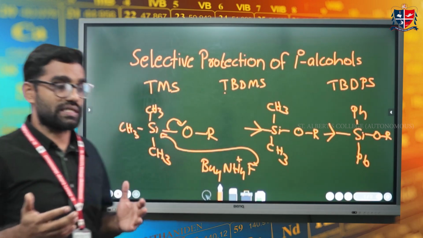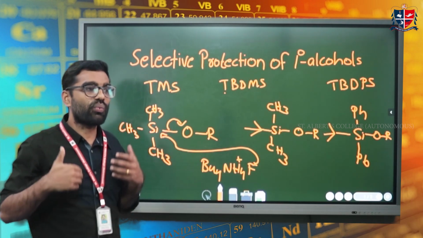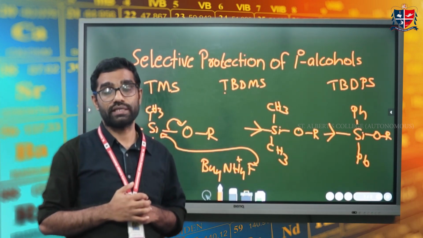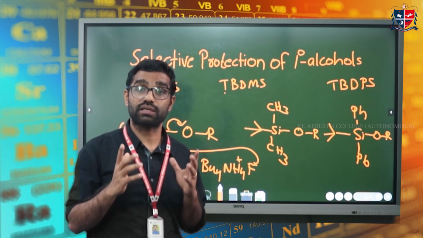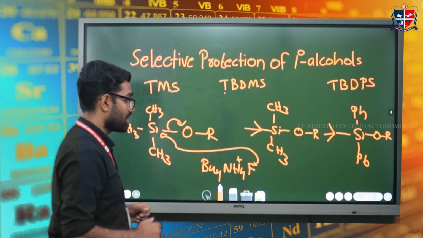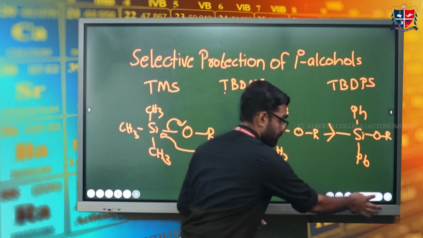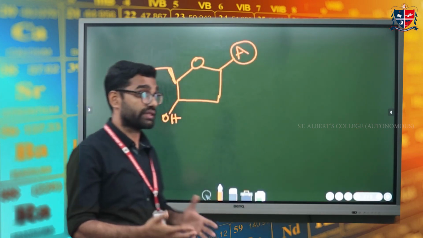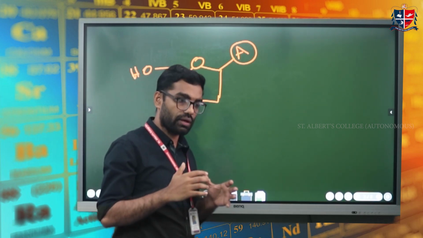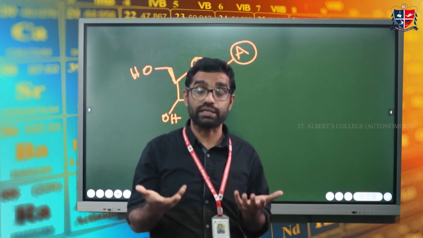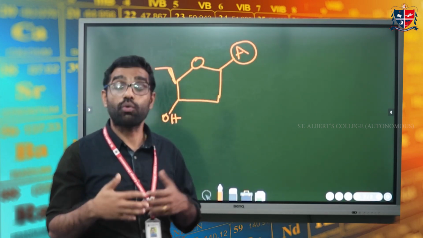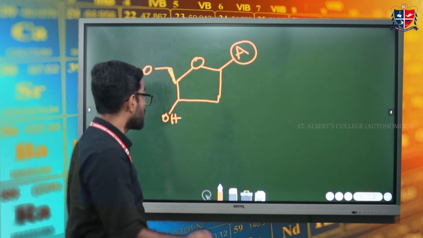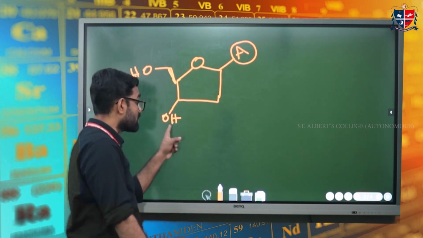My question is, how can we selectively protect a primary alcohol group? That is the question. How can we selectively protect the primary alcohol group? I will explain with an example. This is a nucleoside, deoxyadenosine. This is a very important molecule from which many biologically important molecules are being synthesized. Suppose we have to oxidize this OH group, only this OH group.